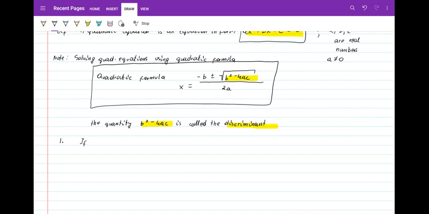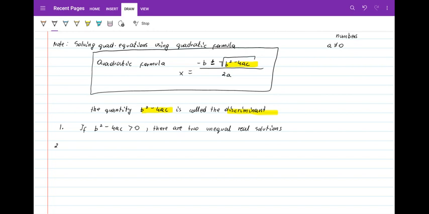And a couple pieces of information about the discriminant. If the discriminant b squared minus 4ac is greater than 0, which is positive, there are two unequal real solutions. That's why in the quadratic formula you see that plus and minus, because most quadratic equations have two solutions.